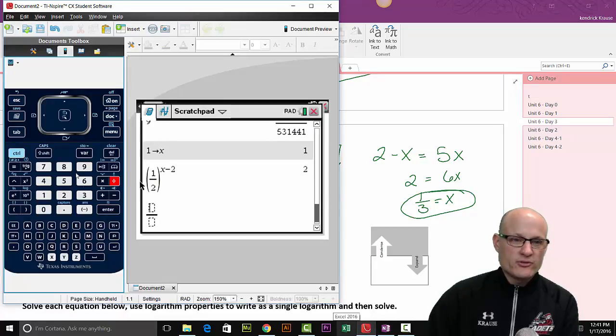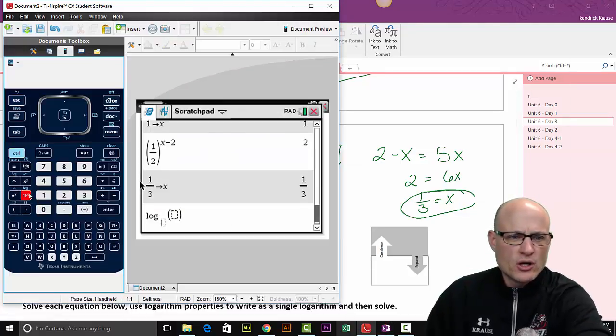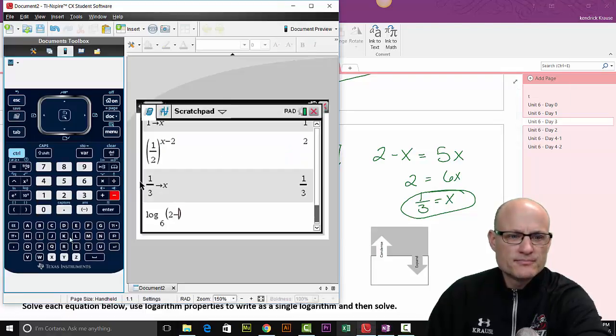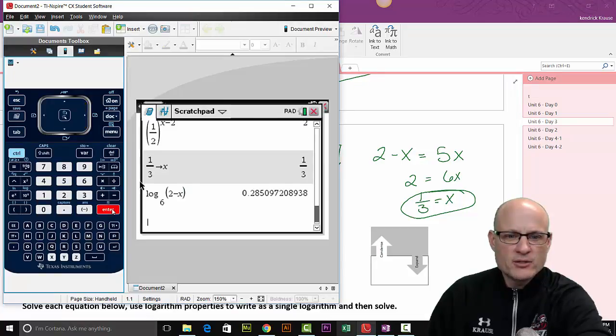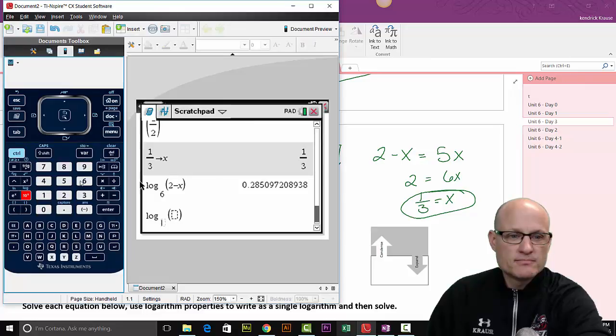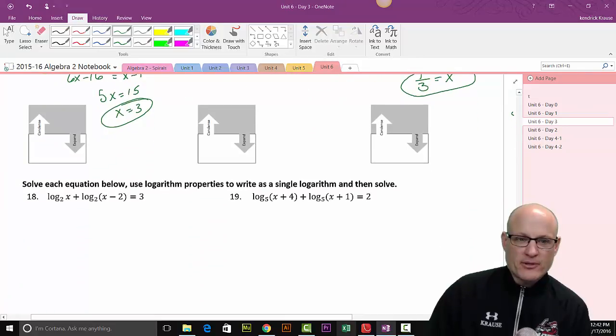So control division 1 over 3 stow x. And let's see. Log base 6, so control log base 6 of 2 minus x equals some stupid number, and then log base 6 of 5x. Should hopefully be the same dumb number. There it is! Okay, kids, let's go back and learn our properties again.